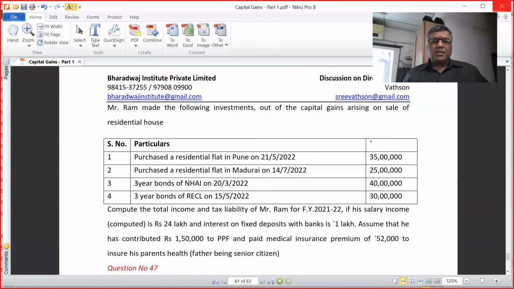Mr. Ram made the following investments out of the capital gain. Purchase a residential flat in Pune, 54. Another flat in Madurai, 54. NHAI REC bonds, 54EC. Compute the total income and tax liability. His salary income is 24 lakhs. Interest from fixed deposit is 1 lakh. 1,50,000 to PPF and medical insurance 52,000 for a senior citizen. I know some questions are new to you. Don't worry. Read the question once.